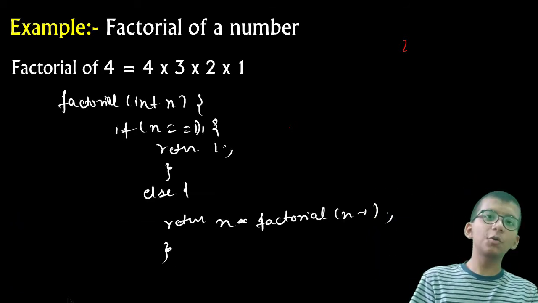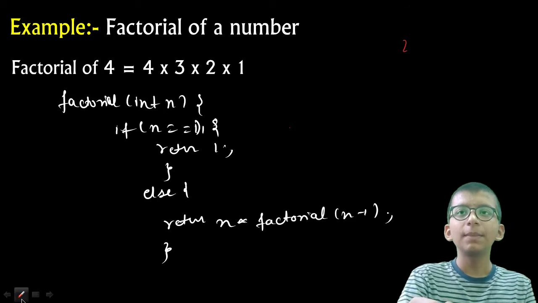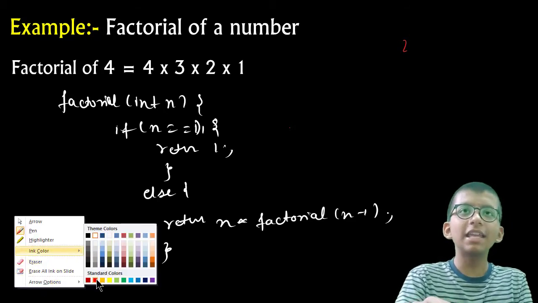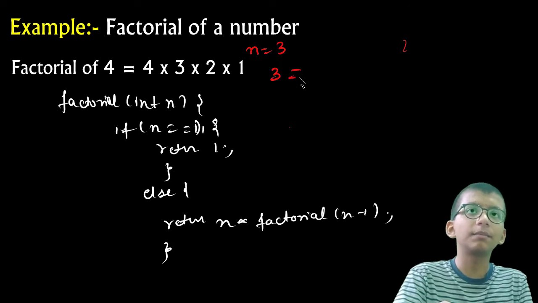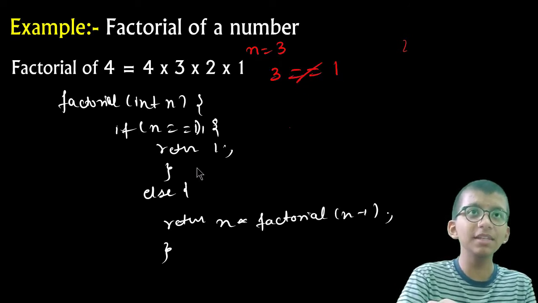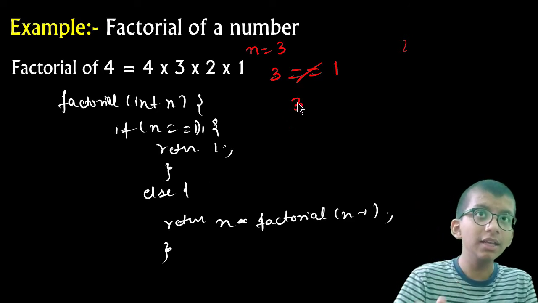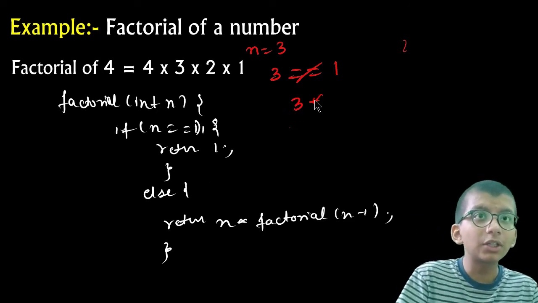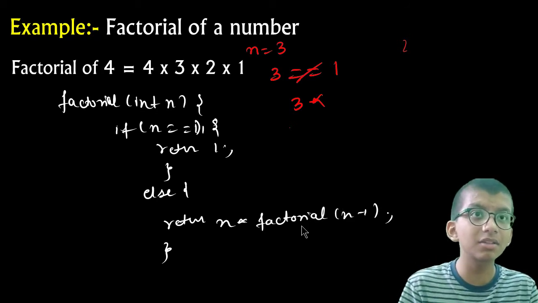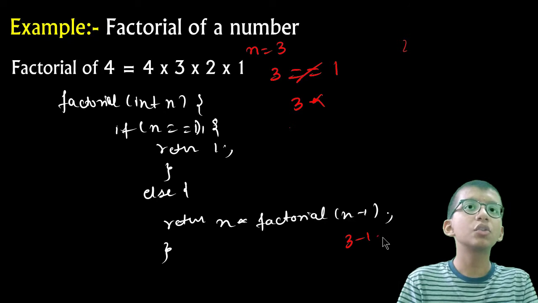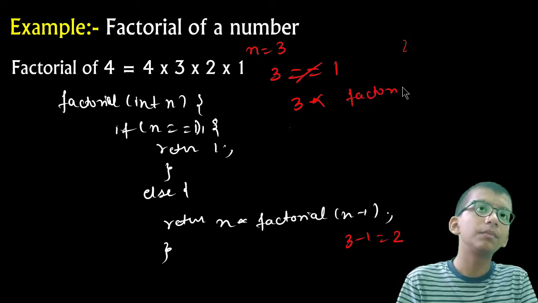So we have written the code once again. So what is happening? Let's say we are given n equals 3. Okay, 3 is not equal to 1, so it goes to the else statement. Now n equals 3, so it returns 3 times the factorial of n minus 1. Now it wants the factorial of n minus 1, which is 3 minus 1 equals 2. So it wants the factorial of 2.